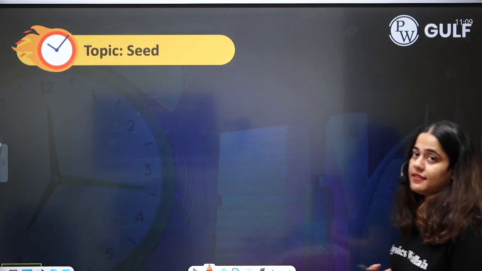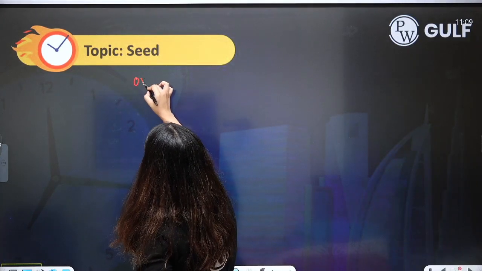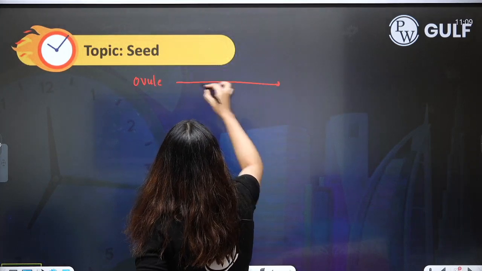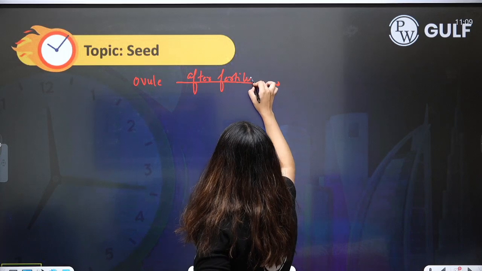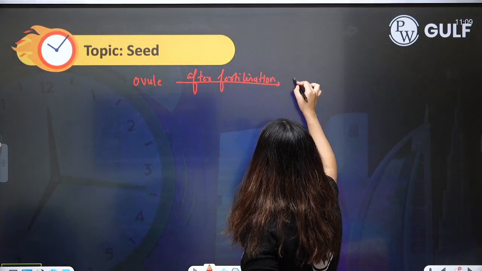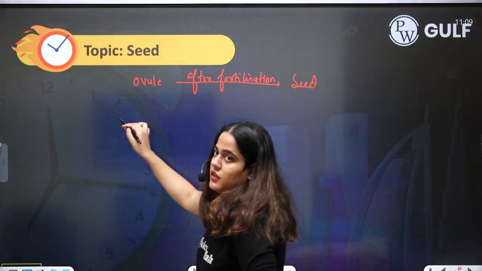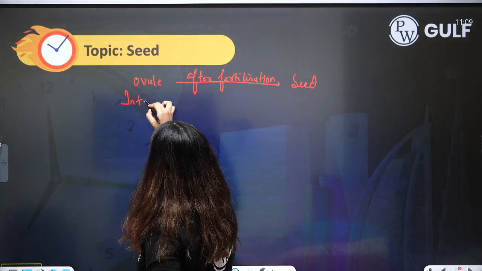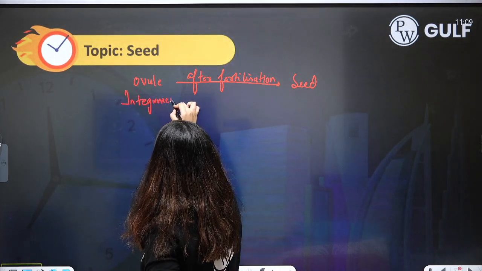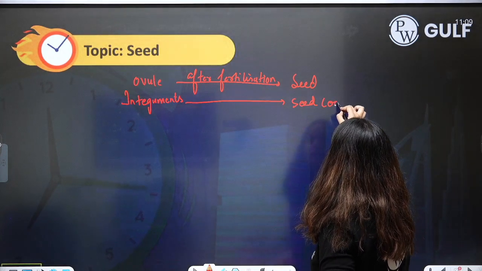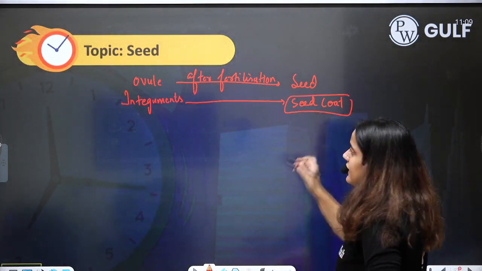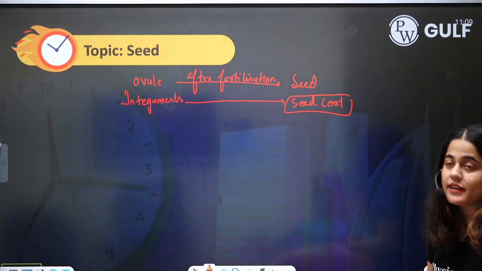Next is seed. As you know, the ovule after fertilization develops into seed. The layers of the ovule are known as integuments. After fertilization, they become the seed coat. Integuments are the layer that protects the ovule.